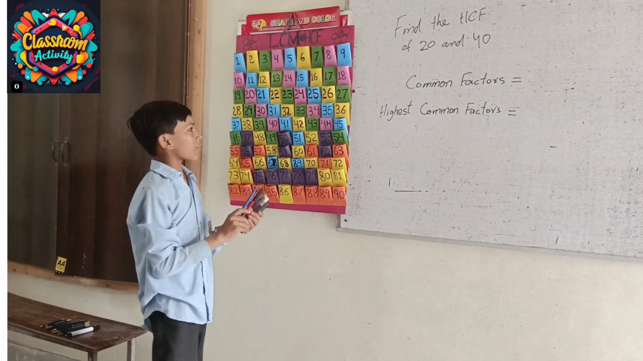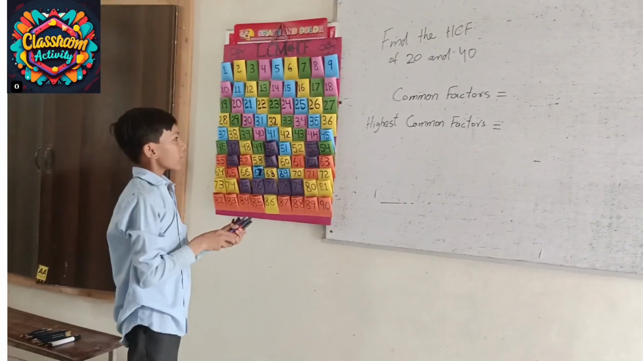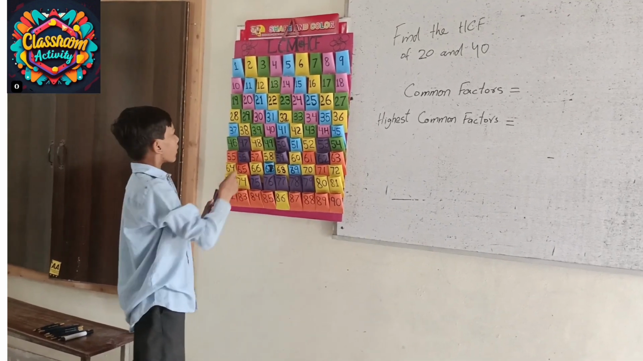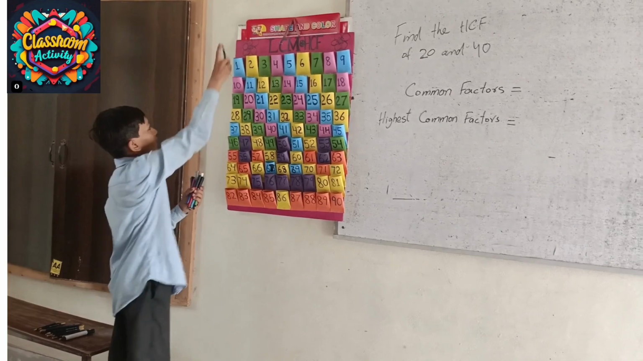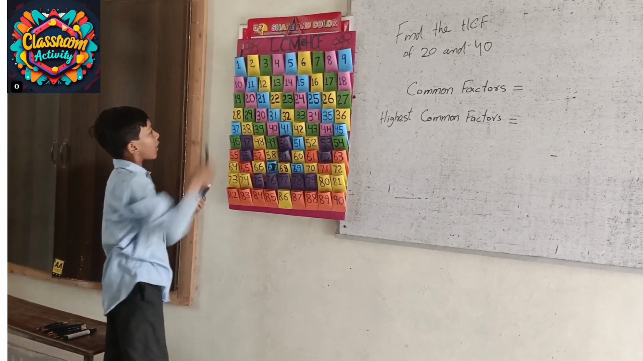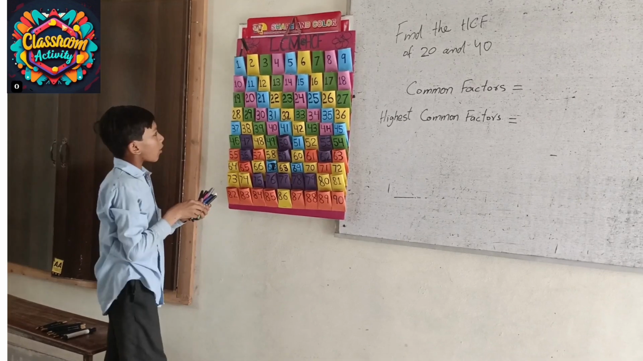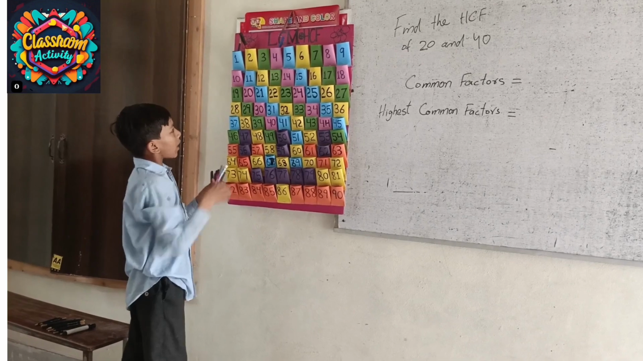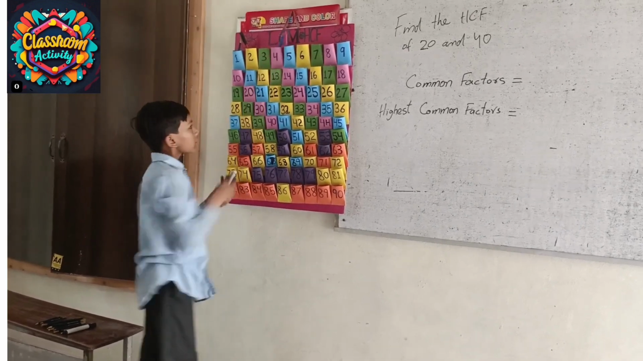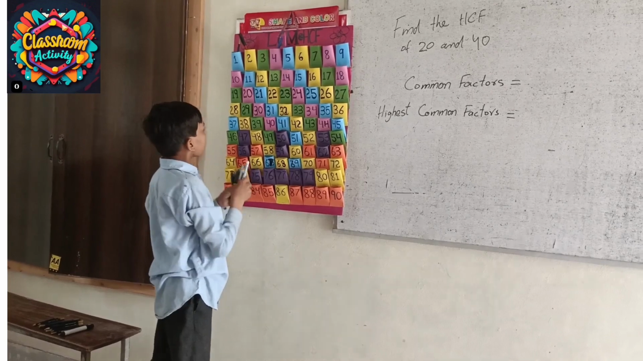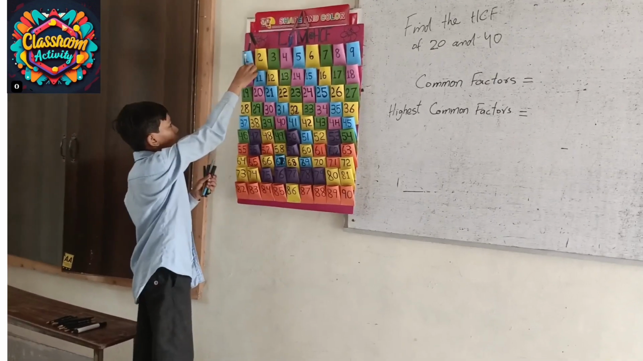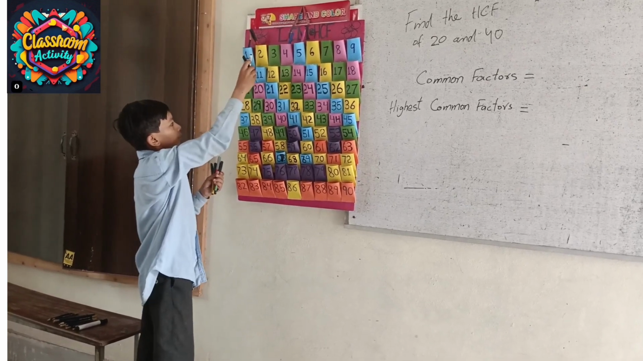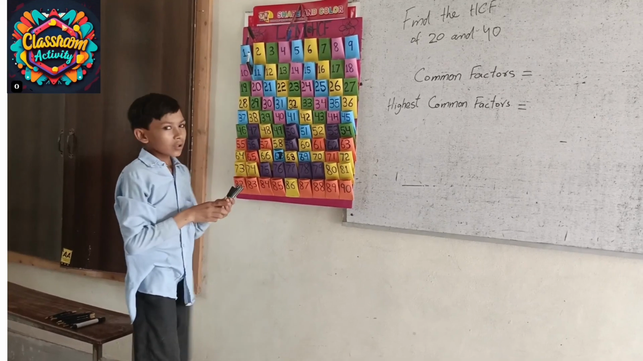We will find the HCF for 20 and 40. Firstly, we find the factors of 20. 1 is a factor of 20, 2 is a factor of 20, 4 is a factor of 20, 5 is a factor of 20, 10 is a factor of 20, 20 is a factor of 20.